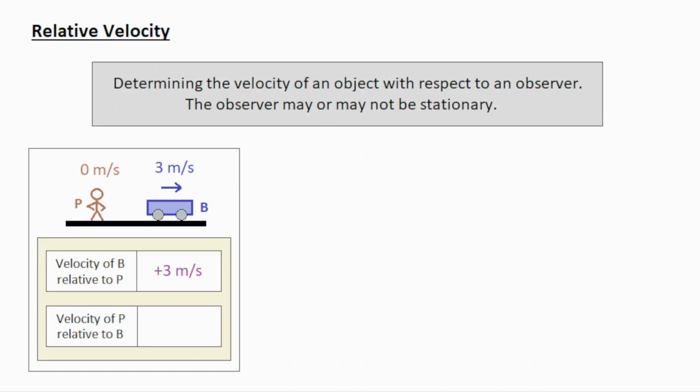But now let's take the point of view of the cart. If I were riding on the cart and looking back, the person would appear to be drifting away from me, or moving to the west. It would be no different than if the cart were at rest and the person were drifting 3 meters per second to the west, away from the cart. So I would answer negative 3 meters per second, or 3 meters per second to the west, for the velocity of the person relative to the cart.